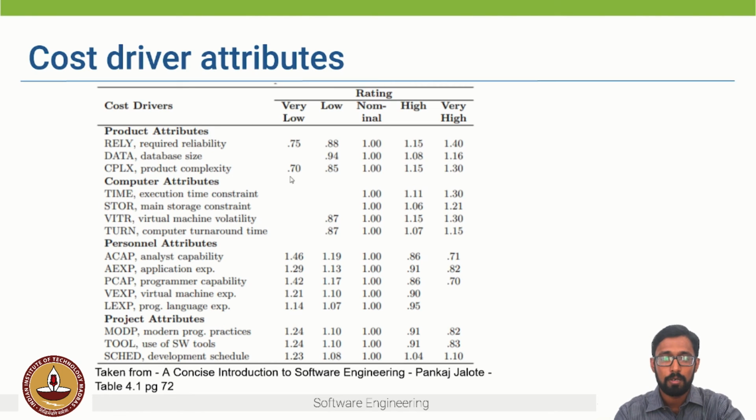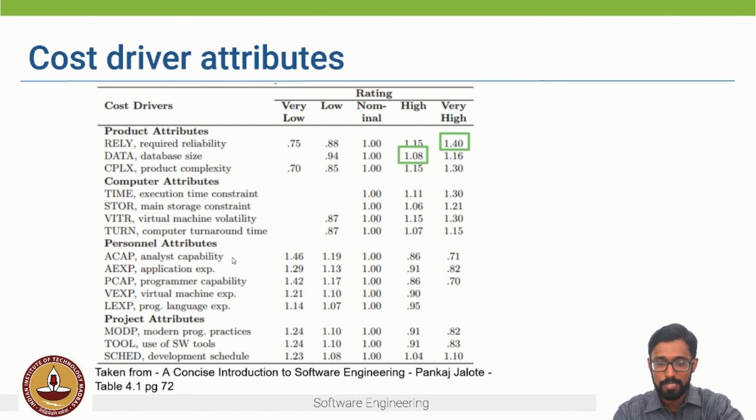Right? So let's look at our example. Let's say we want to estimate the effort for the Amazon seller portal. Let's look at some of these attributes. For example, we want the system to be highly reliable because orders and money are involved, right? So we will choose a cost driver which is very high for reliability. And maybe my database size is also quite large, so I will choose a cost driver which is high.